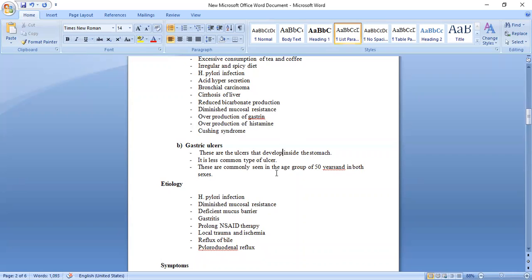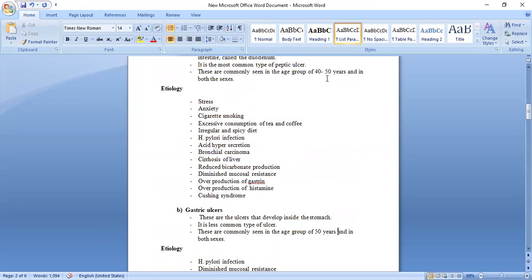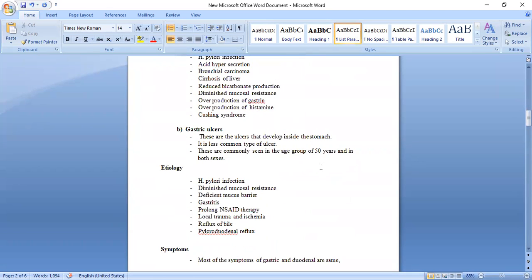These are commonly seen in which age group? 50 years, and in both the sexes. Okay, male and female also. These are commonly seen in the age group of 50 years. Here, 40 to 50 years, within the range 40 to 50 years. But here we can commonly see it in the age group of 50 years or above 50 years. Okay, in both sexes, male and female.